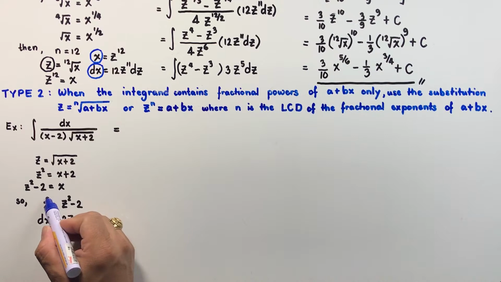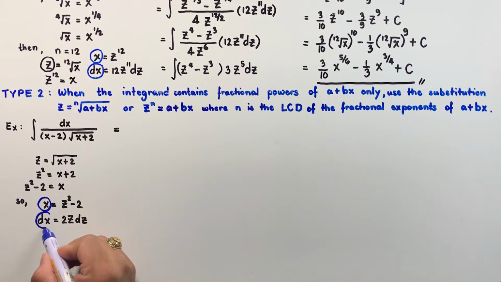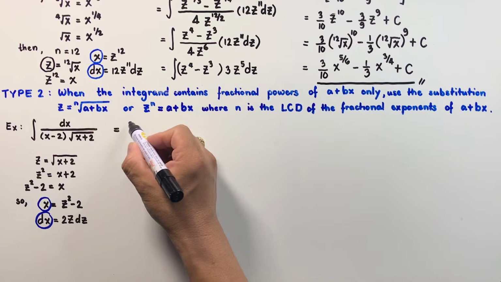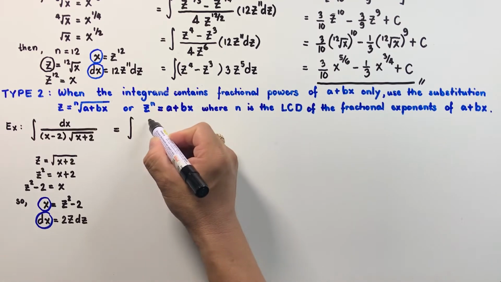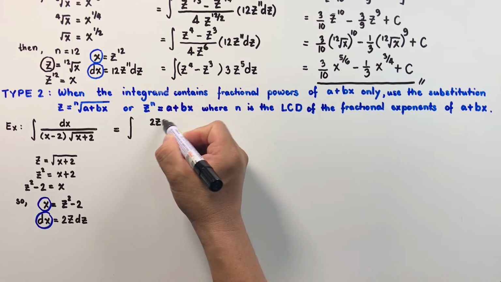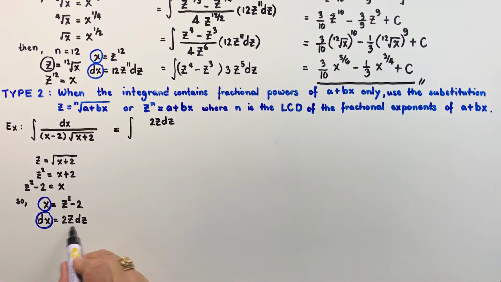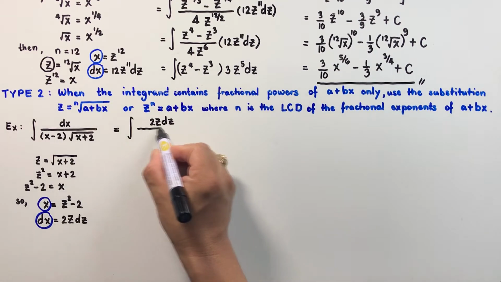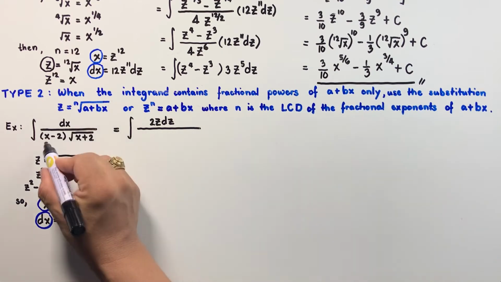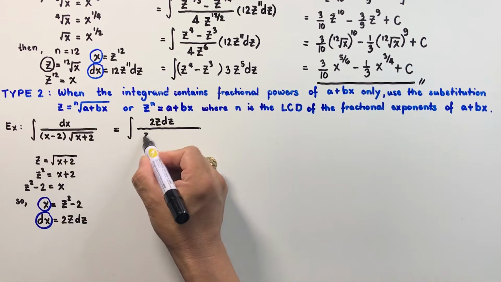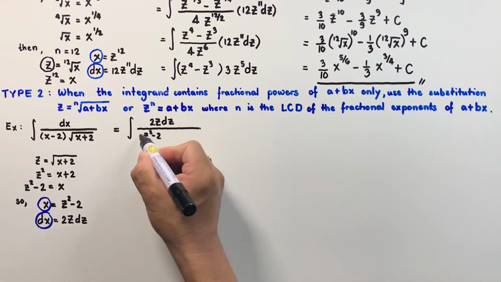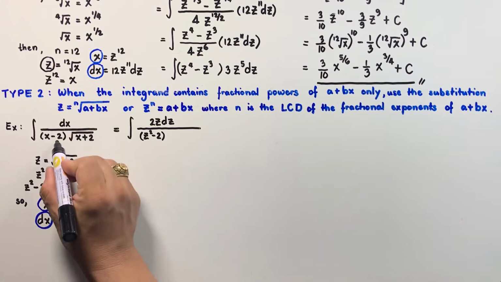And since these are our representations for x and dx, then we can substitute these representations into our integrand here. So we have the integral of 2z dz. So instead of writing dx, we will write its representation, which is 2z dz. And then we divide this one by our x. And we know that our x is z squared minus 2. But this will be subtracted by 2.